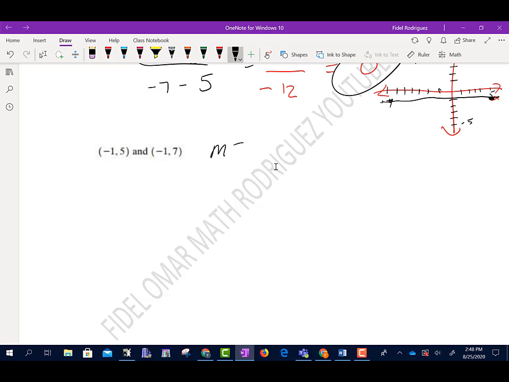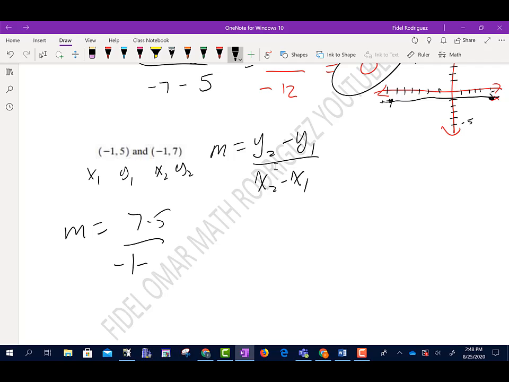Same thing here. m equals y2 minus y1 all over x2 minus x1. Here's my x1 and y1. Here's my x2 and y2. Okay, so let's plug and chug. So 7 minus 5 over negative 1 minus negative 1 again. I know that's 2. This is 0. Guys, if y'all remember from college algebra, we can't divide by 0. So when we can't divide by 0, it's undefined.